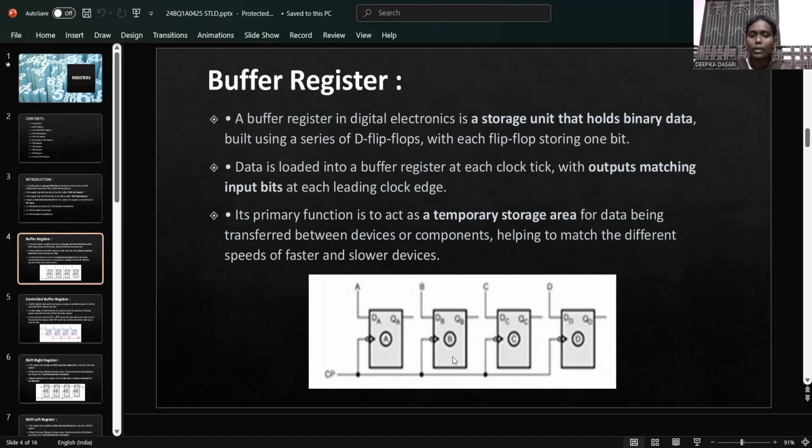Here we can see the buffer register diagram, where there are D flip-flops. Here we are going to use four flip-flops, and each flip-flop is a D flip-flop. Here these are all the clocks. Clocks are connected to every flip-flop, the inputs A, B, C, D are connected to the D flip-flops, and the outputs Q are connected.